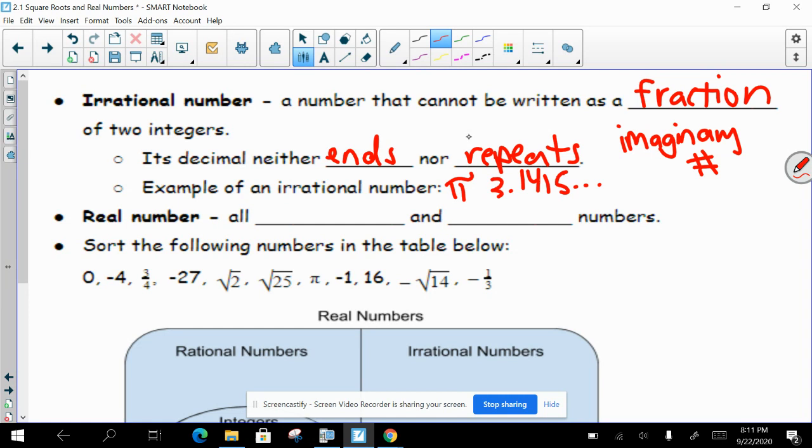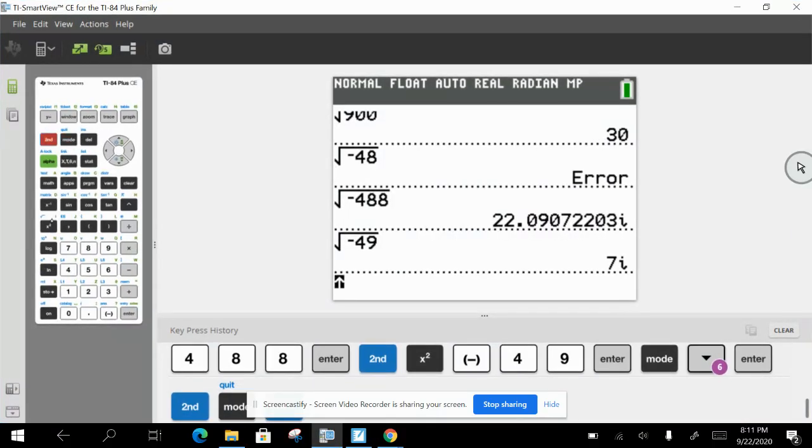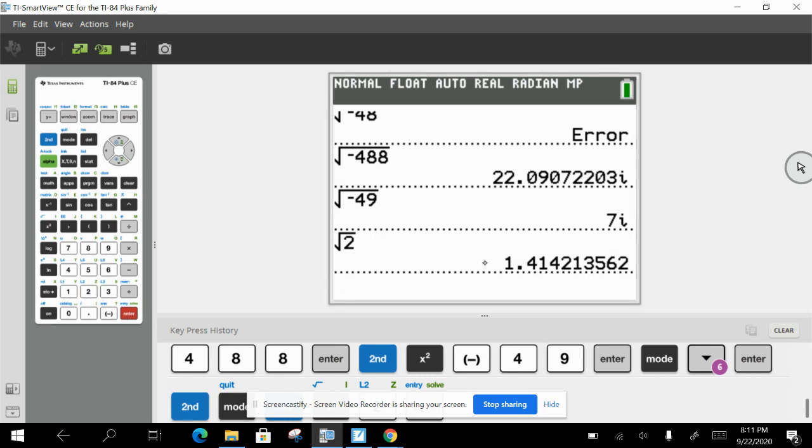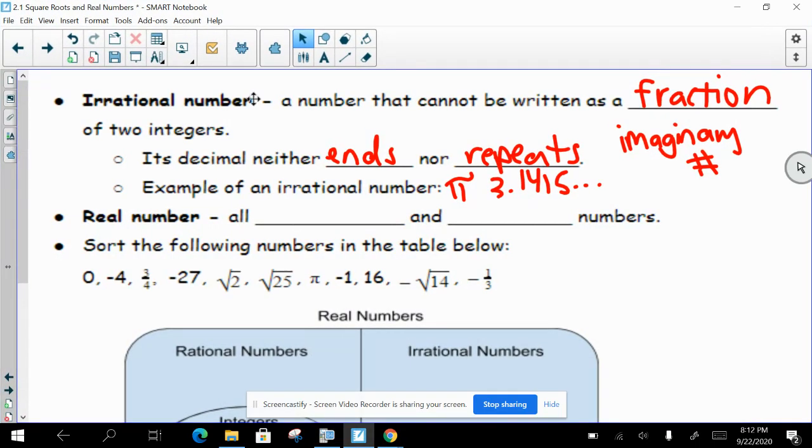Also, square roots that do not repeat or end. Type in the square root of 2 in your calculator. 1.41421. Okay, so the square root of 2 is also irrational because it's never going to end. Even though it looks like it ends on the calculator, it doesn't. It keeps going, and it never repeats.